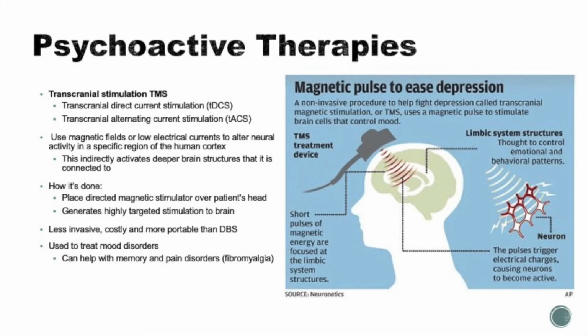And it can be used to alleviate some of the pain associated with pain disorders like fibromyalgia by using the alternating current or the direct current stimulation to different regions of the brain to either dampen or excite the neurons that are overactivated in these disorders.